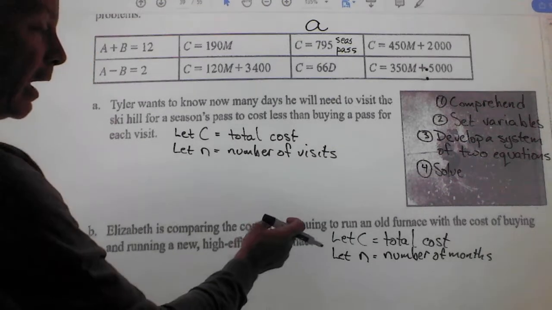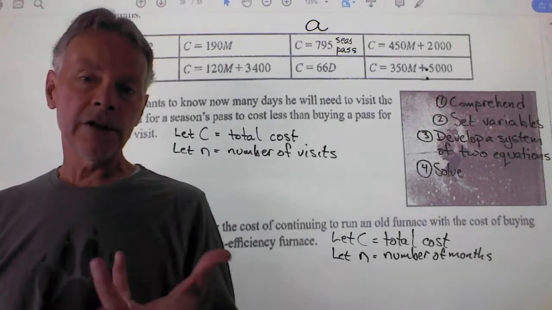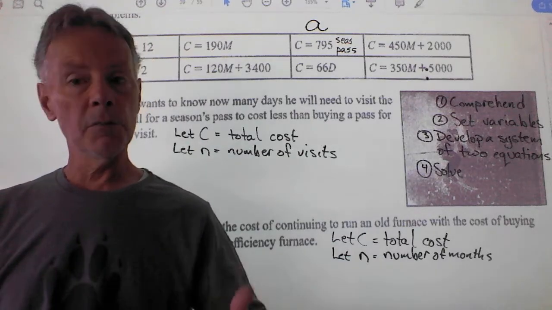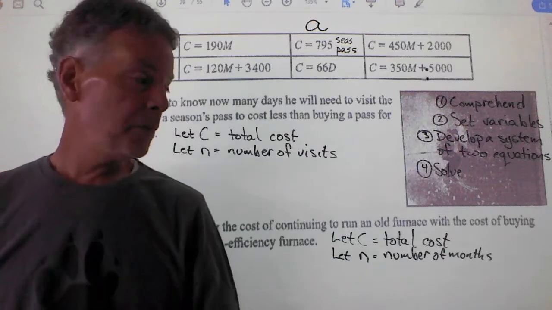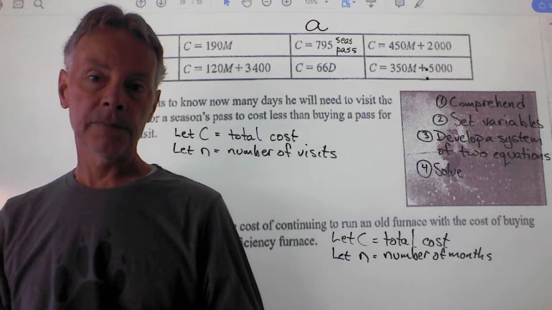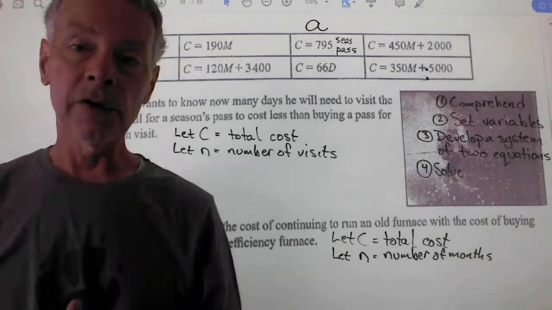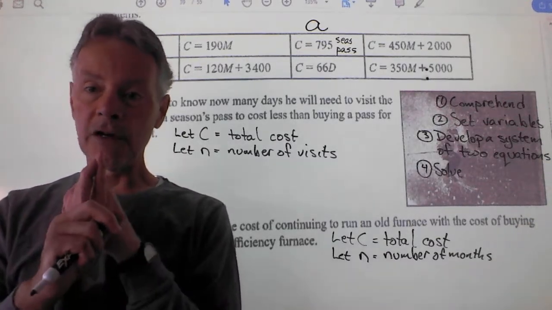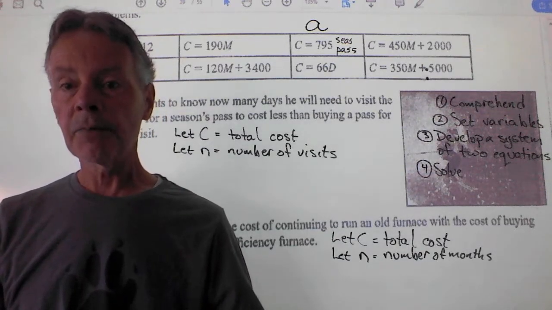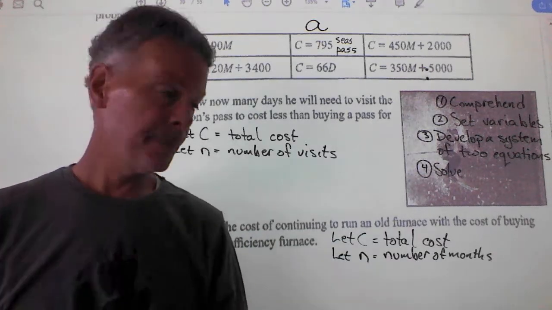So in the first case, if you're running an old furnace, you don't have any kind of an initial outlay, right? You've already owned the furnace. You're just paying your monthly gas bill. But because it's not a high efficiency furnace, you're going to be using more gas. So in the second situation, buying a high efficiency furnace, again, you're going to have an initial outlay. You've got to buy the thing. And then you're going to have a monthly charge for gas, but it's going to be lower than it would be if you kept your old beater of a furnace.